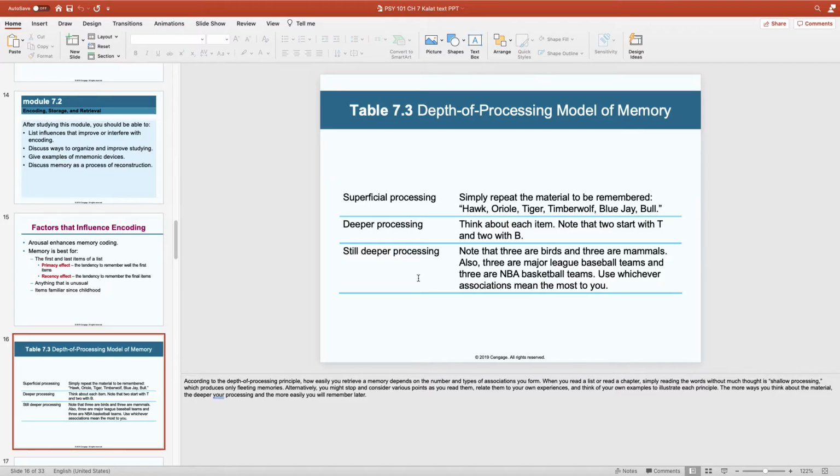And then still deeper is we do just more of an in-depth analysis of these six terms. So three are birds, right? We have the hawk, the oriole, and the blue jay. And then three are mammals, right? The tiger, the timber wolf, and the bull. You could also make a connection that, okay, three are Major League Baseball teams and three are NBA basketball teams. Whatever kind of associations you can make are going to process the information more deeply and allow you to be able to pull it out of your memory, retrieve it, recall it more easily later on.